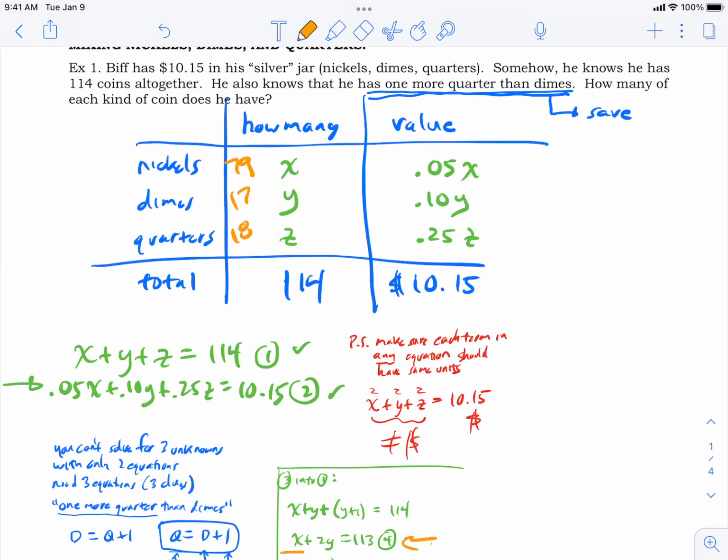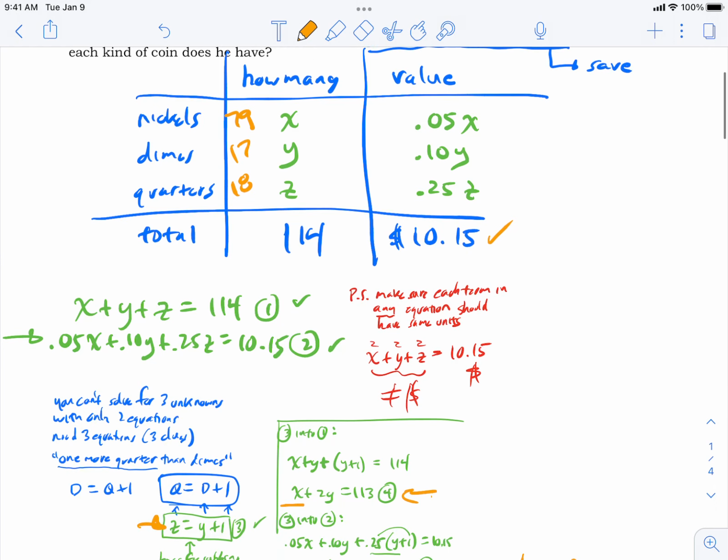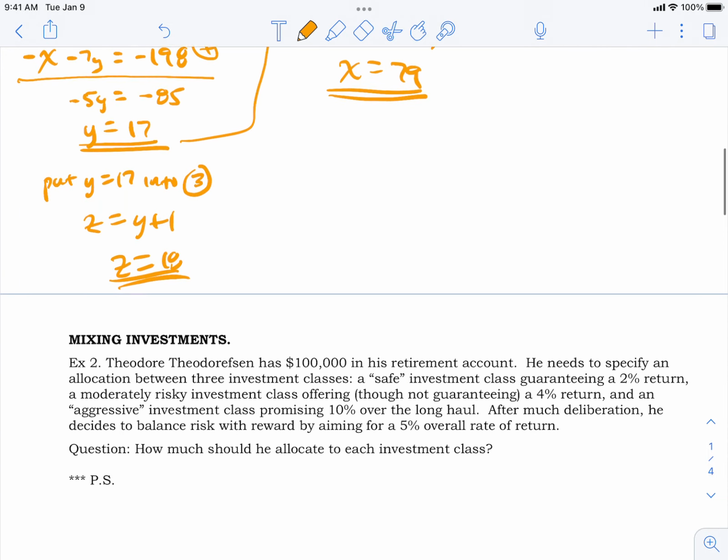And if you want to check yourself real quick, you can grab out a calculator and go 79 times 0.05. That's how much the nickels are worth. Plus $1.70 for the dimes. Plus 18 quarters is going to be $4.50. And that adds up to, lo and behold, $10.15. It's all working. Pretty cool, huh? That was a good word problem. I like that one.